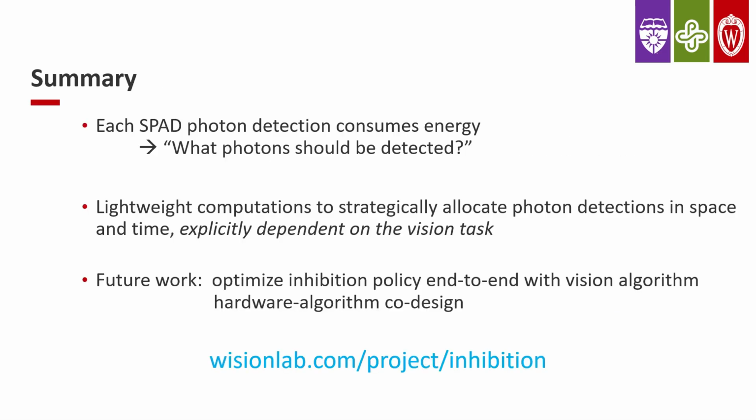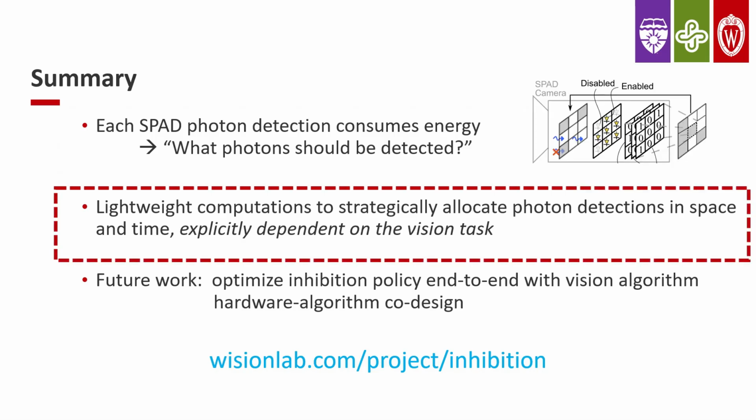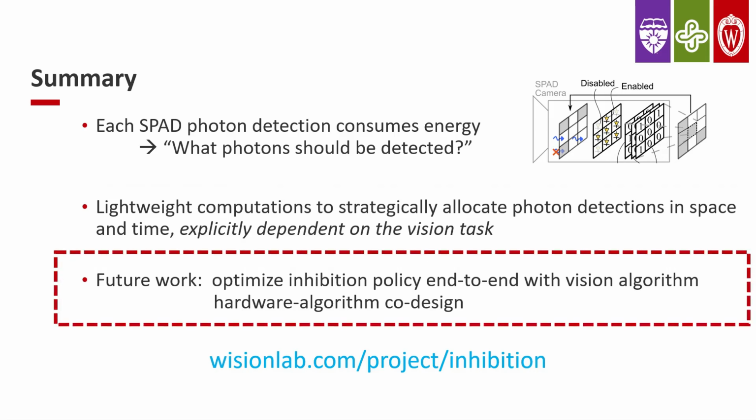So SPAD sensors are exciting, but also present this challenge that every photon comes at a cost, which motivates this question of what photons should be detected. Photon inhibition is a computational imaging approach to this problem and can be tuned to the specific vision task at hand. Since there is this new step in the image capture pipeline, there is scope to optimize both on the algorithms and on the hardware design side, perhaps even jointly.